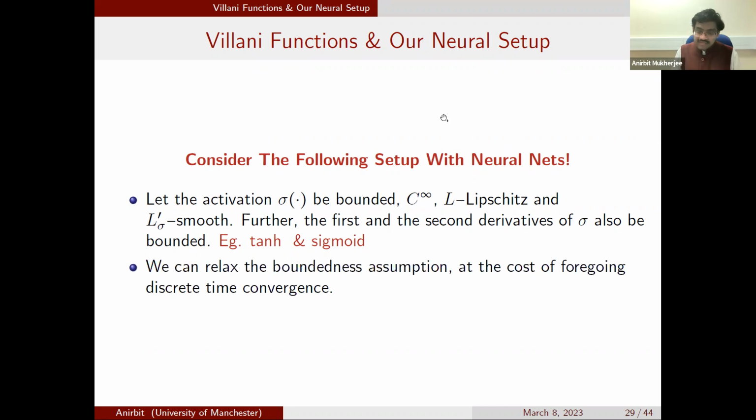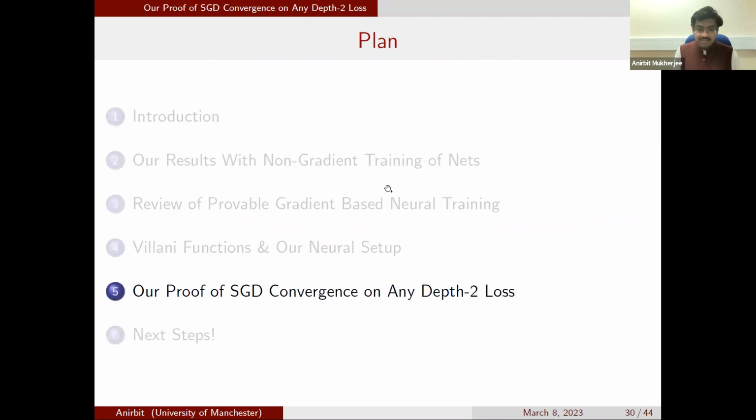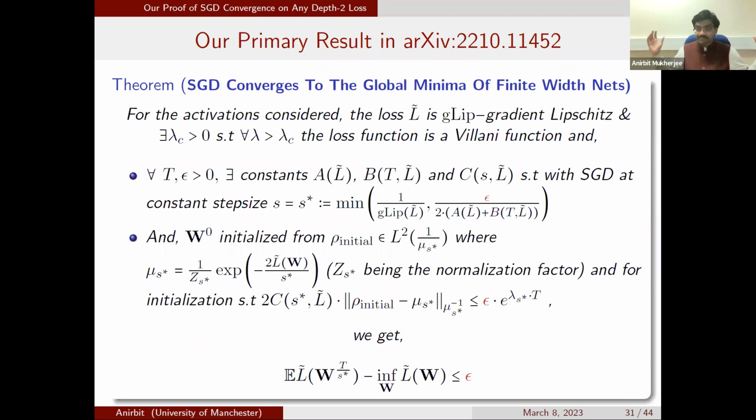Now, we can relax the bounded assumption at the cost of foregoing discrete time convergence. I can't get discrete time convergence if you have unbounded smooth activations. That's a bit of a technical issue at this point. Okay. And this is the main theorem. Given all these assumptions, I can prove this key theorem.